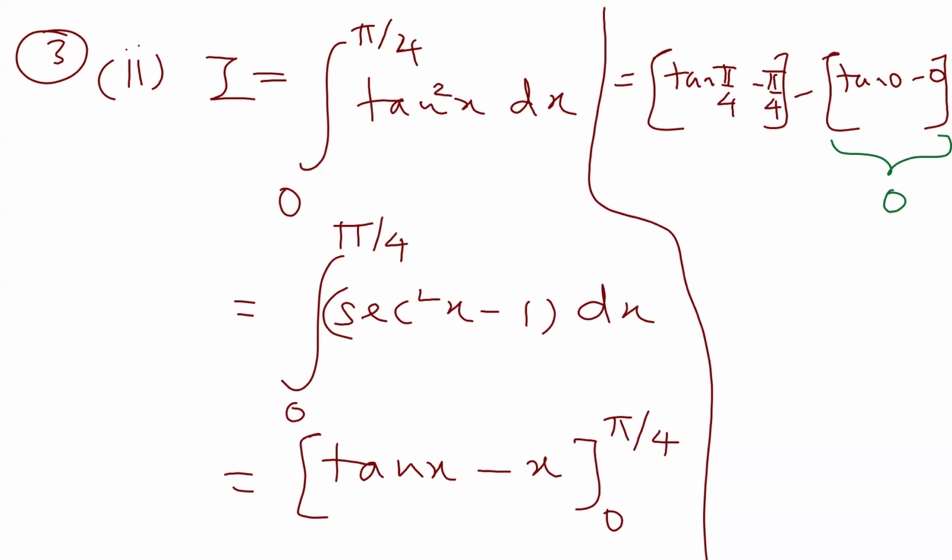And remember one thing, the second bracket is not going to be always 0. Don't be under the notion that it is going to be 0 always. Tan pi by 4 is 1. So this is going to be 1 minus pi by 4.